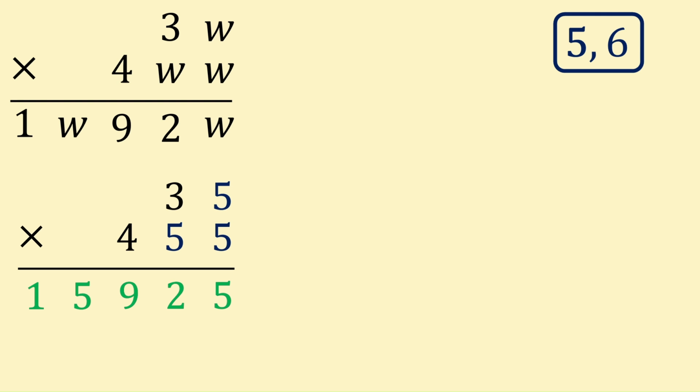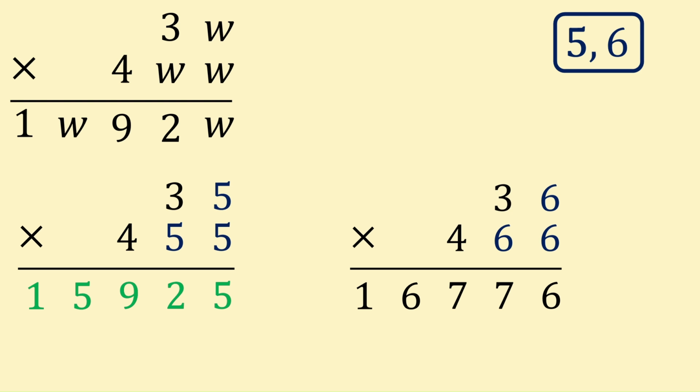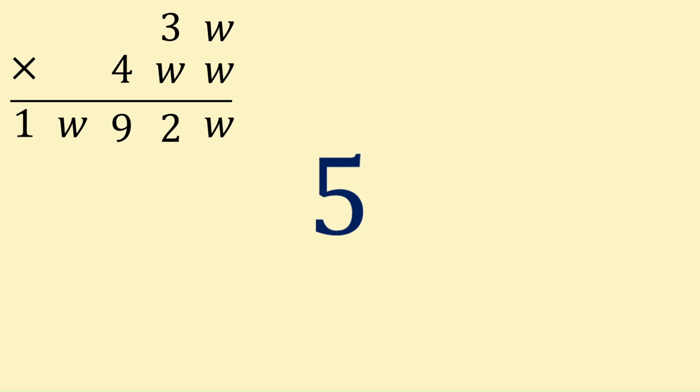We need to also check if 6 is an answer as well, so 36 multiplied by 466 gives 16,776. Now while our 6's are in the right place, 9 and 2 don't appear in this answer, so 6 is not a value for W. Our final answer, therefore, and our only answer is 5. W equals 5.